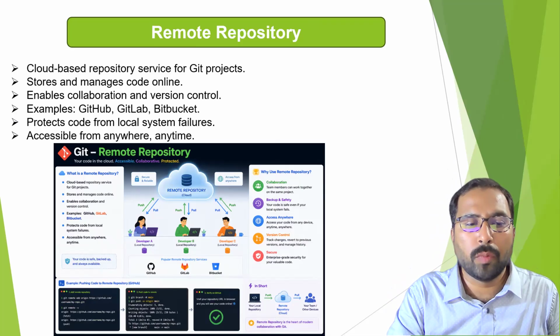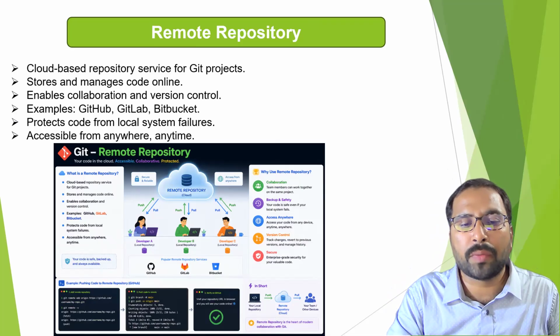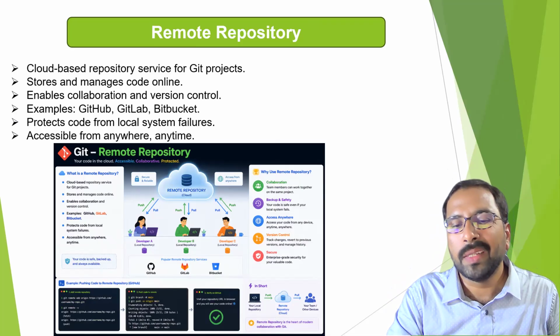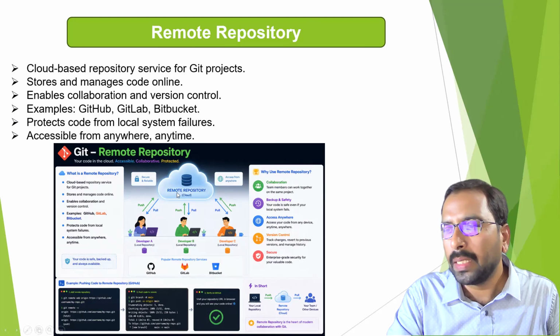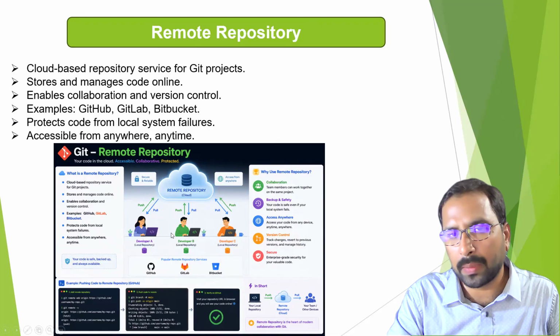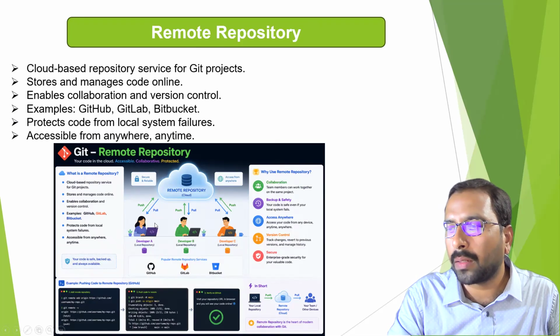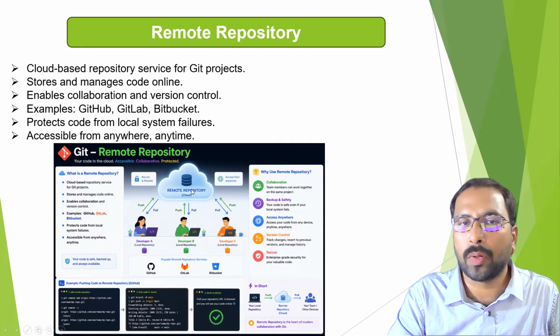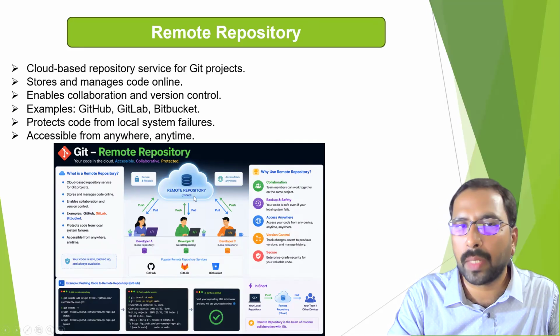So I'll give you one more real-time example. A team working from different countries can contribute to the same project using GitHub as a shared remote repository. It means different people from different countries or different states will connect to it, pull that code, and make the changes. And once they update everything, they use the git push command to update the remote repository. That is nothing but GitHub.